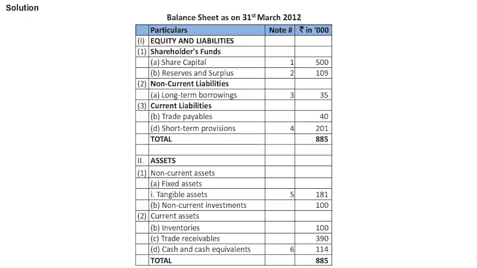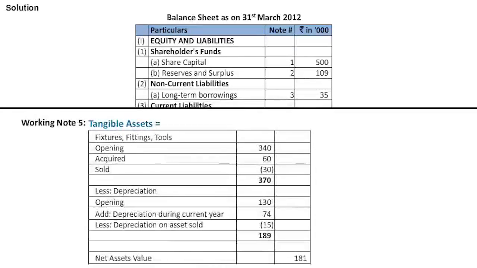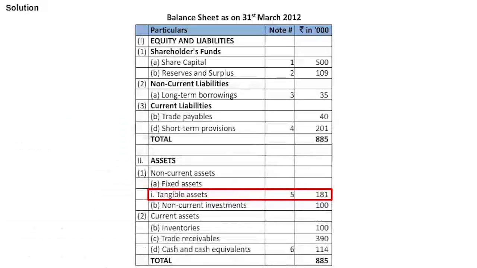Total liability is 885. Now fixed assets, tangible assets, note number 5. Okay, all these things we have already seen. This is also seen. Right? So this is your net provision for depreciation balance. Once you deduct that, 370 minus 189, 181. All other items we have already seen. So the total of assets, again same 885, tallies with your liabilities total.